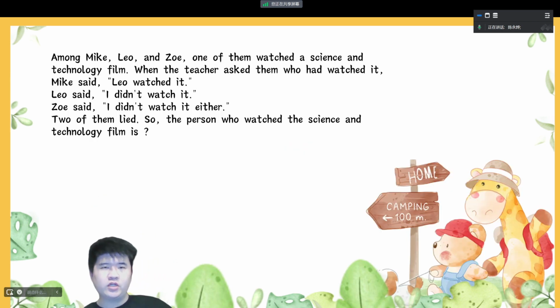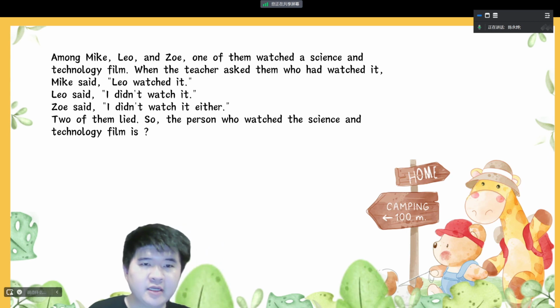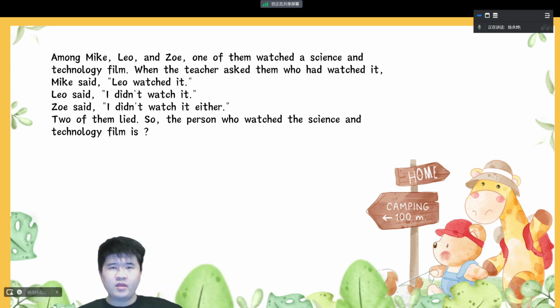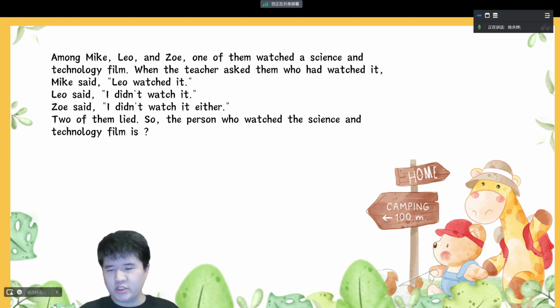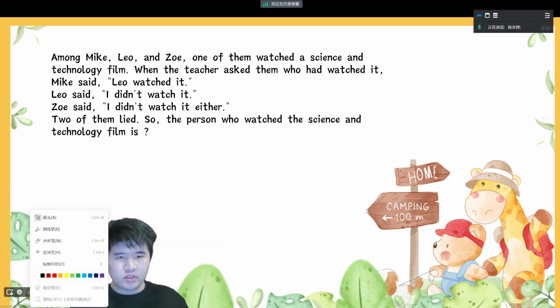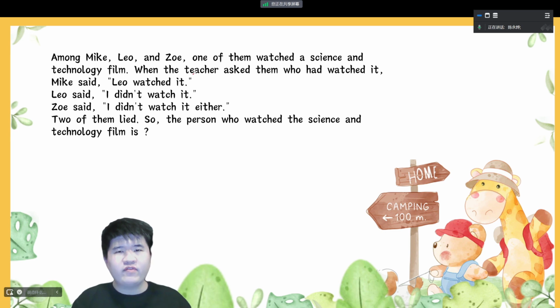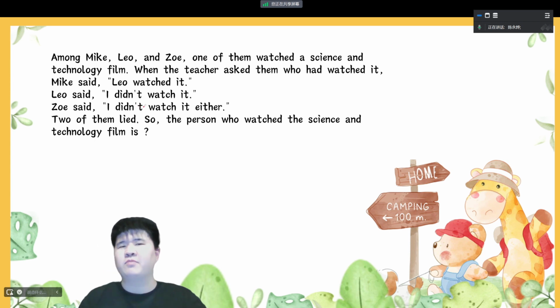So for the first question, it says among Mike, Leo, and Zoe, one of them watched a science and technology movie just like Gravity. When the teacher asked them who had watched it, Mike said Leo watched it, Leo said I didn't watch it, and Zoe said I didn't watch it either. But we know that two of them told a lie. Can you help me find out, is there any conflict among the three statements here?